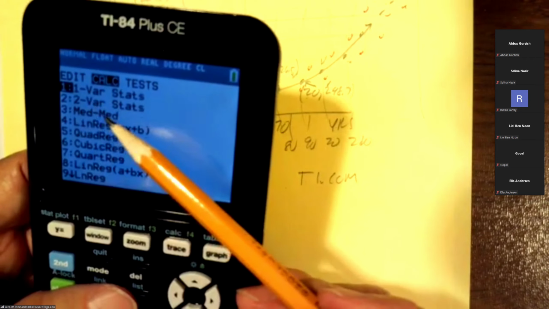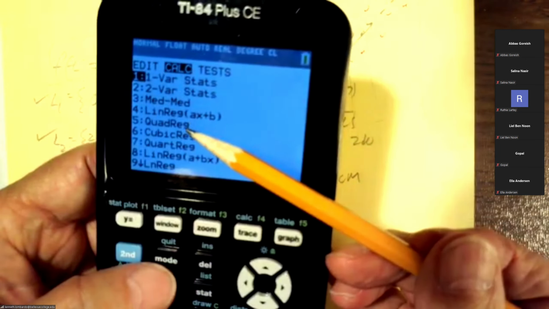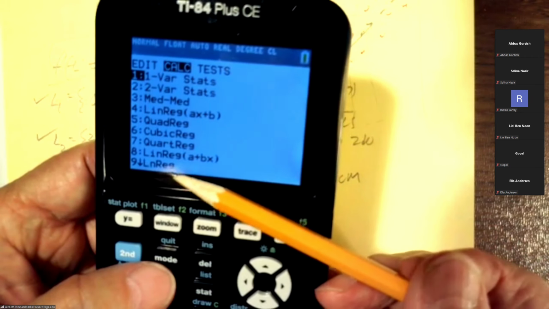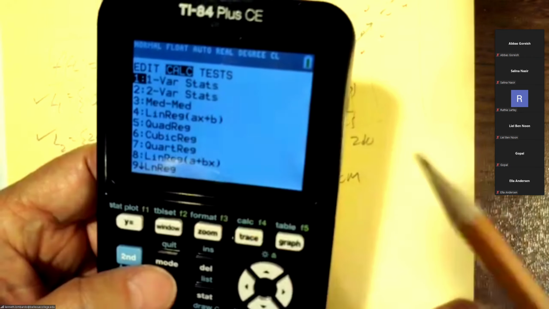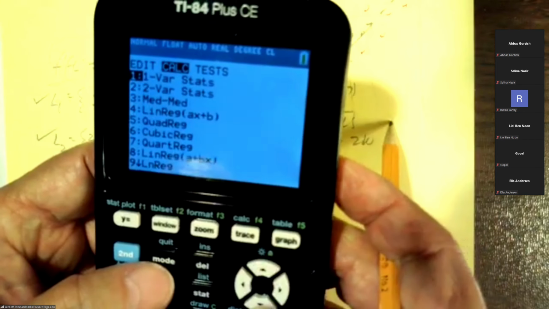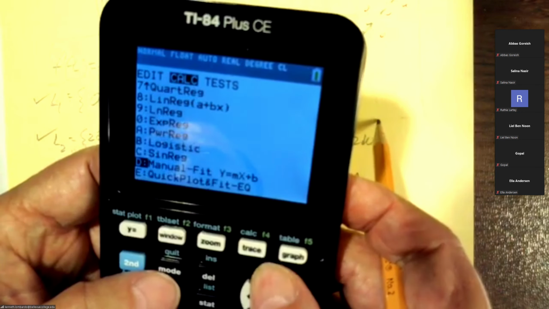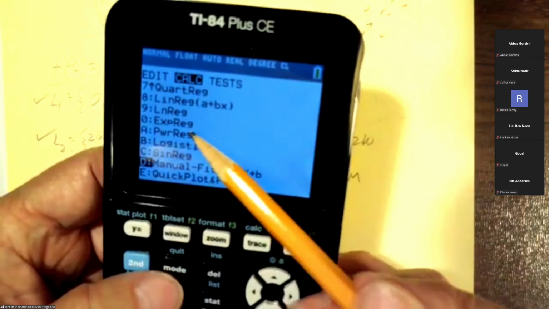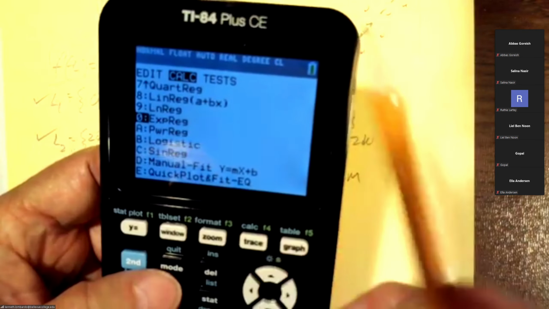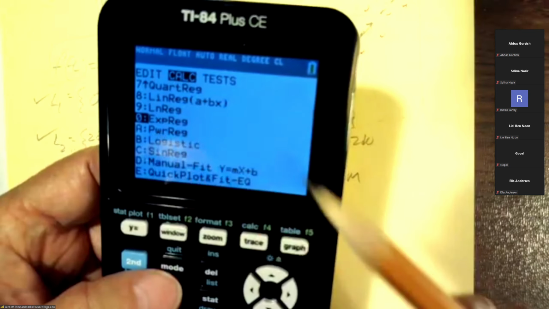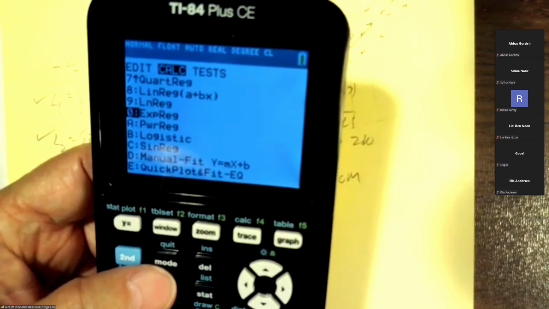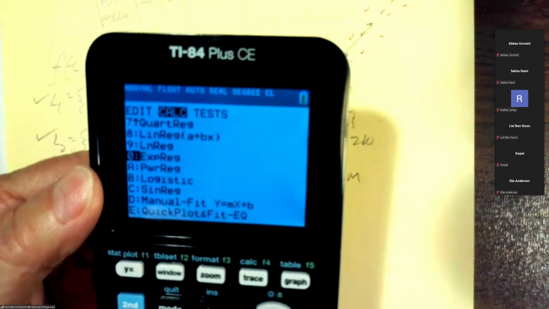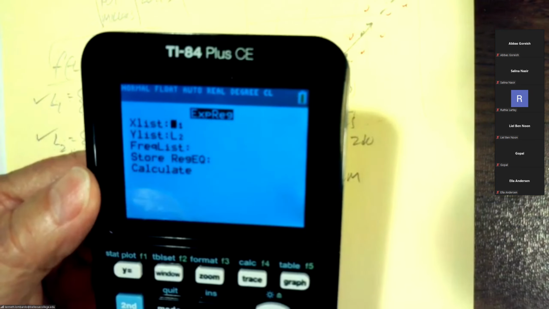And I look down here, and I have a linear regression, quadratic, cubic, quartic, linear regression looks like that. LN regression. I want an exponential regression. So let's say I go down to here, and here we go, exponential regression, the 10th one. So I hit that value and say, calculator, I want you to create me an exponential regression. So I'm going to hit enter right there.